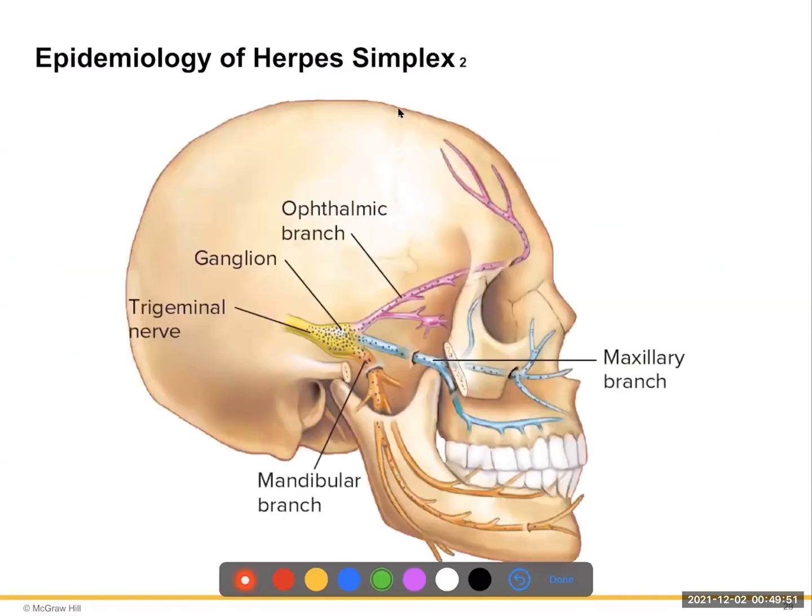And here's your trigeminal nerve. You have an ocular branch, a maxillary branch, and a mandibular branch. It usually involves the mandibular branch, and it occurs along this nerve where you get your outbreak: base of the tongue, inside the mouth, or up on the upper lips. It's rare to go up into the eye area, but it can.